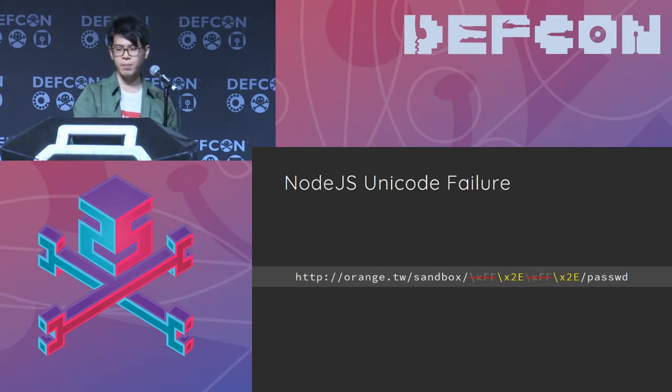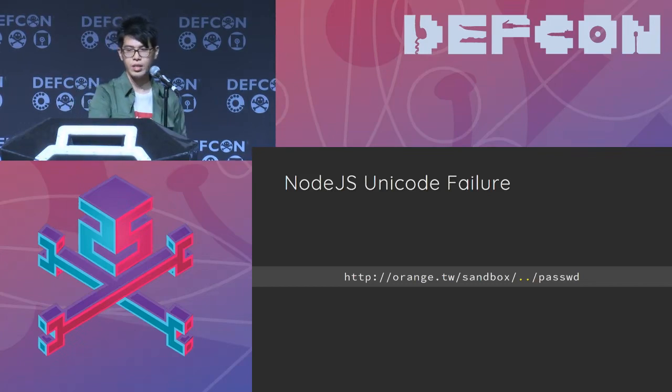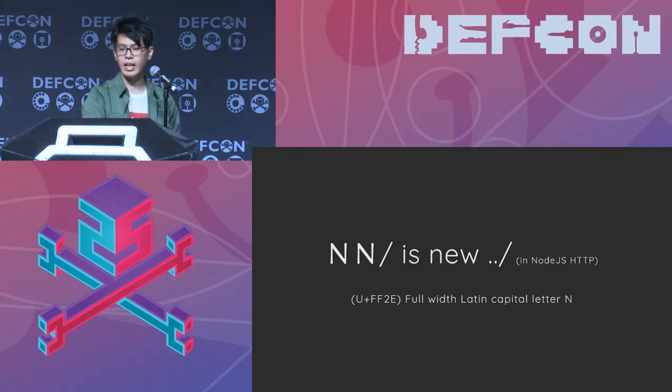And the tricky thing is that the buffer string in the HTTP module will fold the bytes, and the FF will be stripped. The remaining part is 2E, the ASCII of dot. The server will identify the dot-slash as the parent directory, so we can download the password file in the web root from the remote server. The double fullwidth N is the new dot-slash in the Node.js HTTP module.